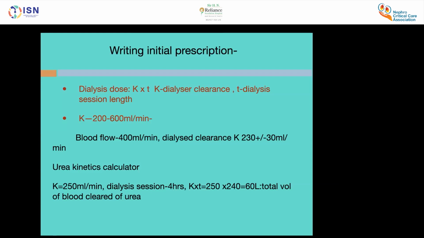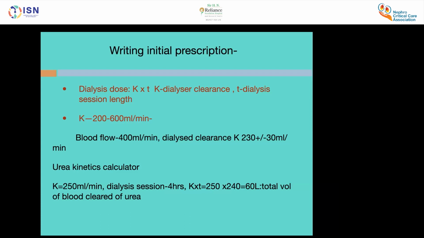So, writing the initial prescription, we need to calculate the dialysis dose, which is K into T, in which K is the dialyzer clearance and T is the dialysis session length. Generally, dialyzer clearance is 200 to 600 ml per minute. With blood flow up to 400 ml per minute, dialyzer clearance, that is K, will be 230 plus or minus 30 ml per minute.